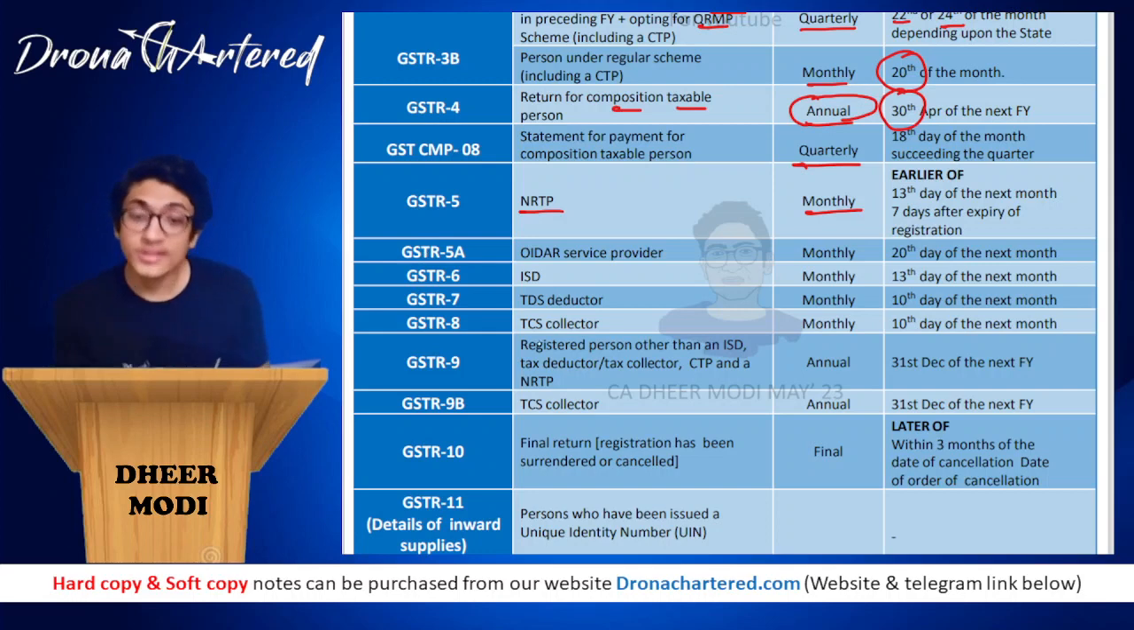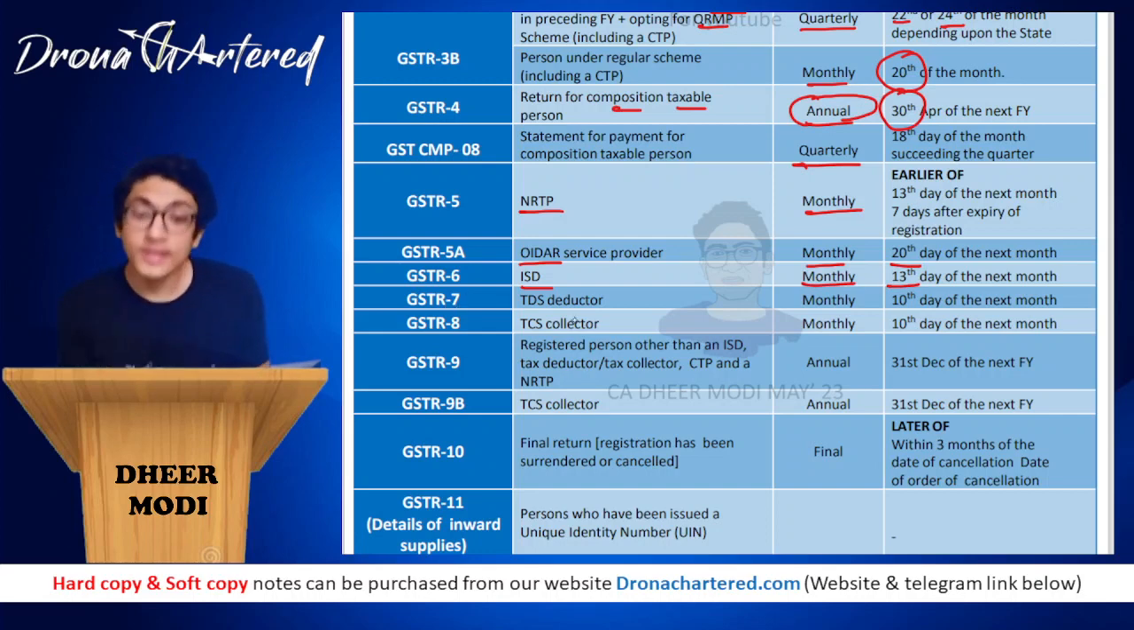Next is your GSTR 5A. Your GSTR 5A is with regards to your OIDAR service provider. This is also monthly, so all of these are monthly returns. For the OIDAR service provider, it will be the 20th day of the next month. Then you have GSTR 6. GSTR 6 is by your ISD, that is your input service distributor. I hope everybody knows what an ISD is; we have already discussed this in our previous chapters. This return is monthly and it will be the 13th day of the next month.